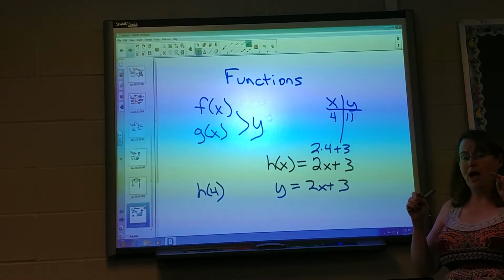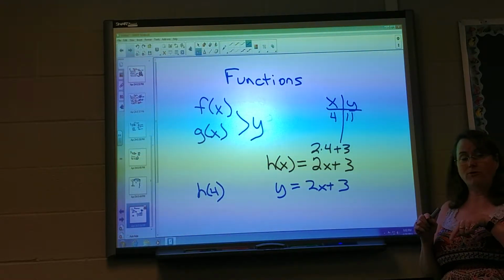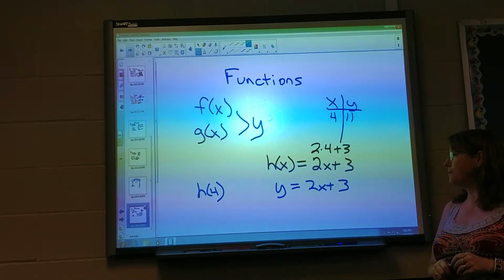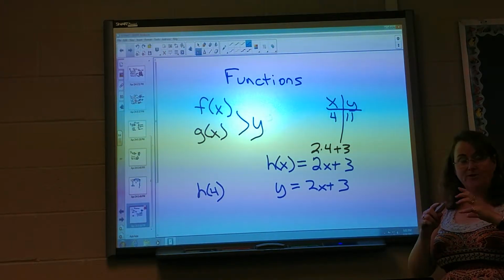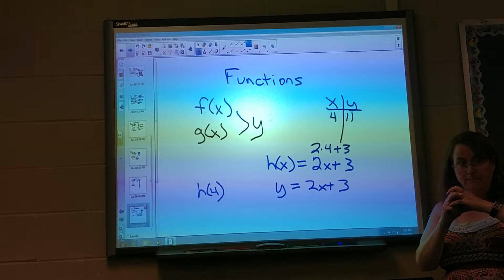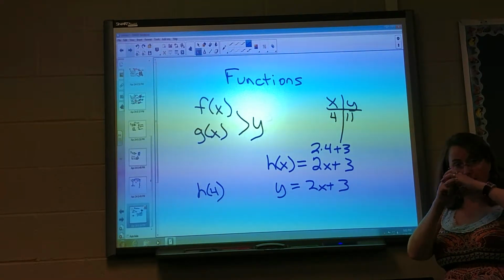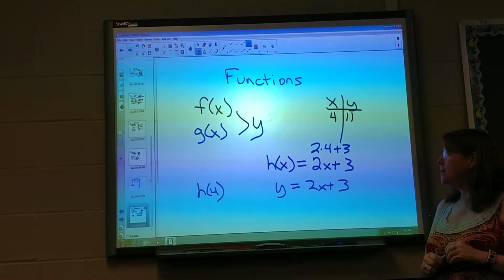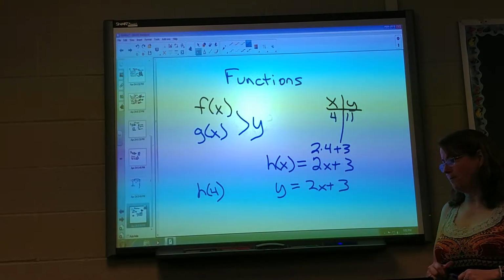So then you could plot that on a grid, 4 over, 11 up. So they just want to know that answer for that particular point. That's what a function is. What's the answer for this one point? So that's one thing you should know about functions.